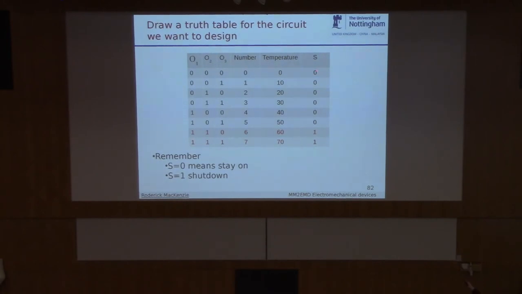So for all temperatures at or below 50 degrees, we want the reactor to stay on. But when the temperature creeps above 50 degrees, we want our circuit to change its output from a 0 to a 1, and tell the reactor to shut down. So it's this bit here that's telling the reactor to shut down or not, okay? So we're now going to design a circuit to spit out at 0 degrees, 0, 10 degrees, 0, 20 degrees, 0, 30 degrees, 0, 40 degrees, 0, 50 degrees, 0, 60 degrees, 1, 70 degrees, 1. So this means shut down.